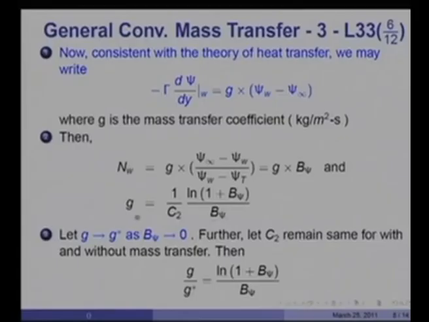Now, if I assume that as b psi tends to 0, g tends to g star, the mass transfer coefficient corresponding to b psi tending to 0. Further, if I say that C 2 remains constant with or without mass transfer, as we said earlier, this statement is of course perfectly true for a laminar boundary layer, but even if I say it is true for a turbulent boundary layer, where gamma t would be a function of y, then it follows that g over g star would be simply ln 1 plus b psi by b psi.